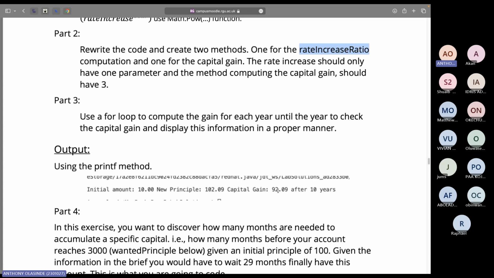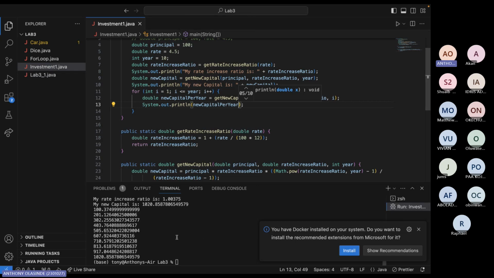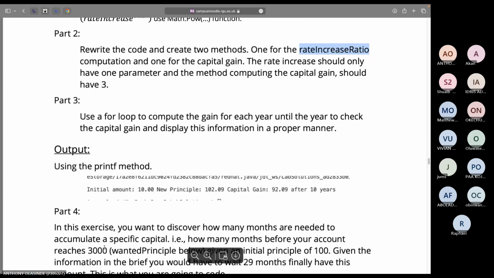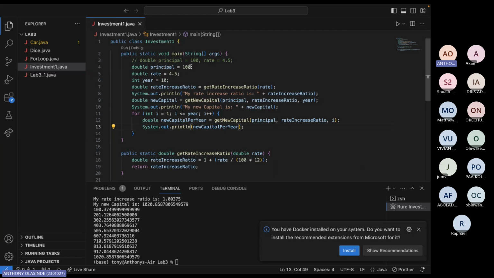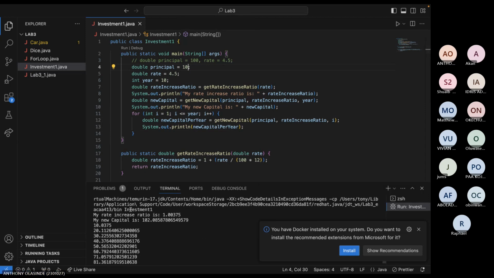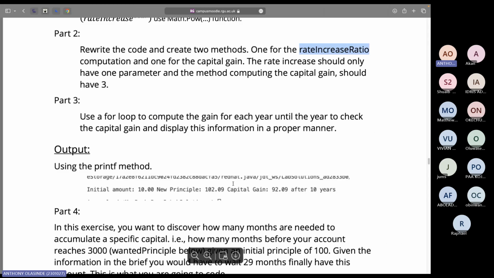Capital gain after 10 years. Let's just see, just a minute. Let me see what we'll get for new capital per year. All right. So 100 to 1, blah, blah, blah, until this. I don't know where it's getting these values. Oh, this is 10. Sorry, this is 10. Initial amount is 10. So maybe if we even change this to 10, we might. I don't think that will. It still doesn't make sense. But for this will make sense. Our answer will make sense for this one.